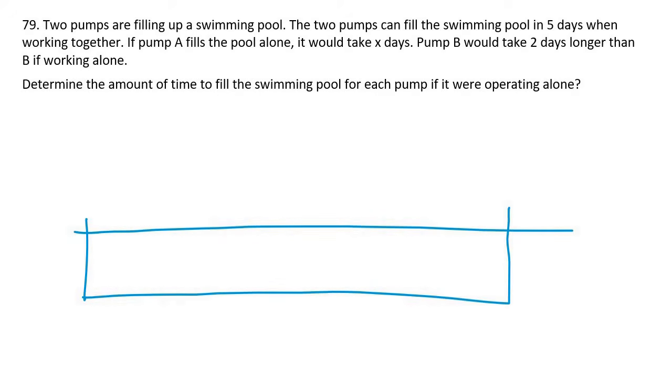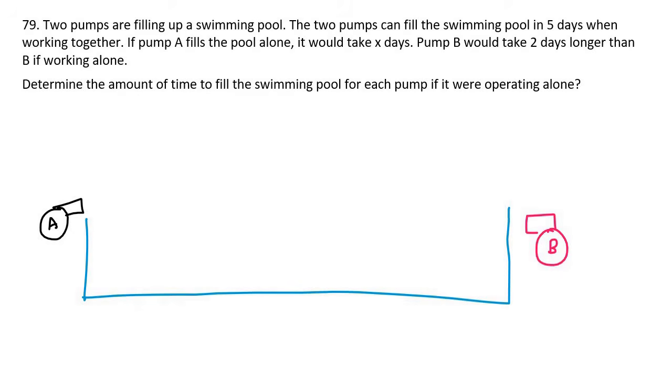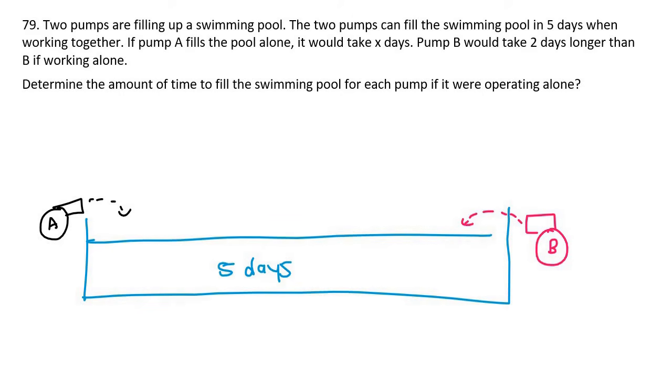And what we have is a pump, like a pump that they use to pump water. So there's our first pump, and we'll call that pump A. And then we've got another pump filling from the other side, and we'll call that pump B. It says that the 2 pumps could fill up this pool in 5 days. So if these 2 pumps are operating together, this pool could be filled up in 5 days. I hope you understand that part. That's important.